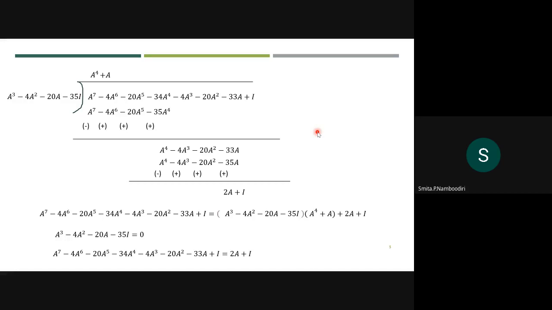We did normal division, found the remainder, and wrote dividend is equal to divisor into quotient plus remainder. But the divisor part is equal to 0 from Cayley-Hamilton theorem, so we get the answer as 2a plus I. Now substitute for A. The A matrix is already given in the problem. Substitute for A and calculate, write the matrix form of 2a plus I. Any doubt in this division?